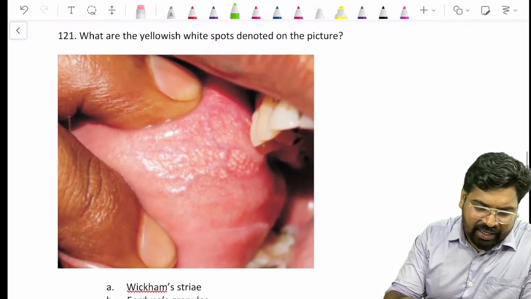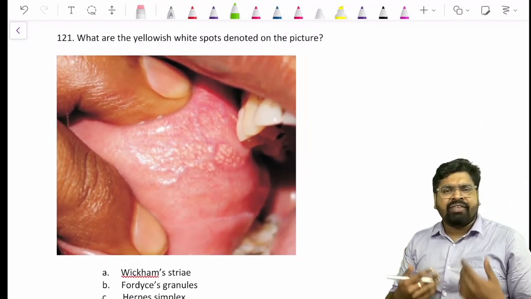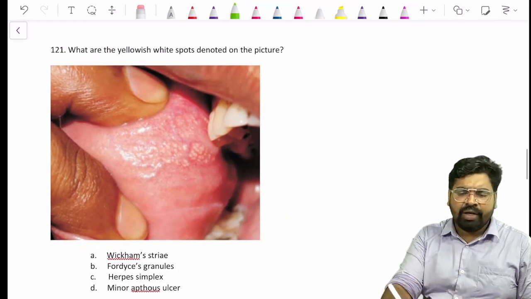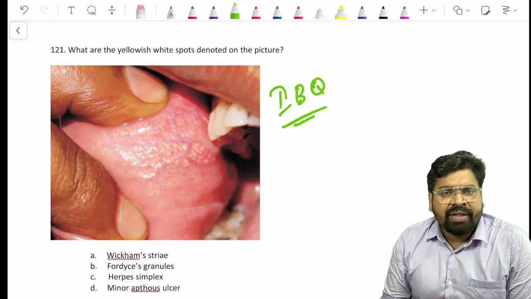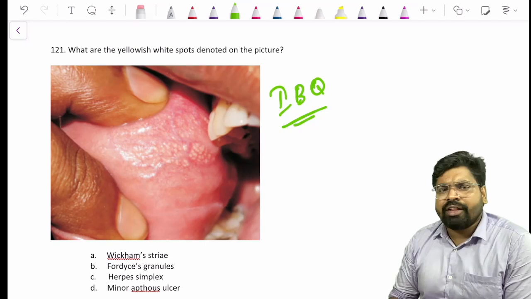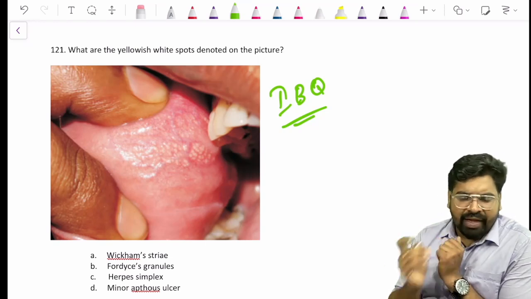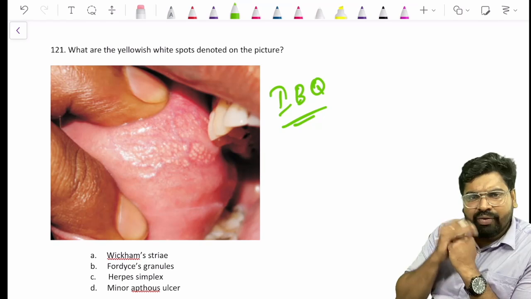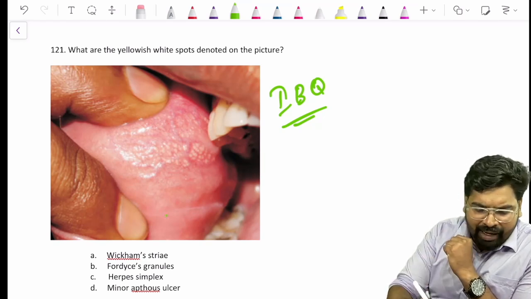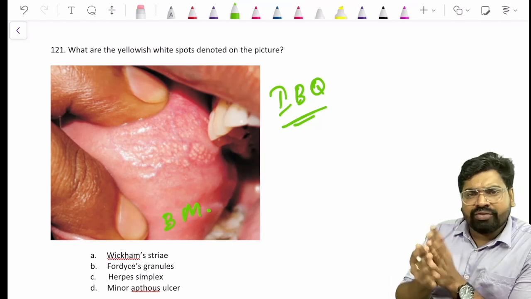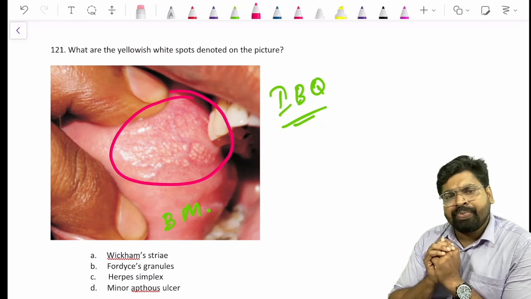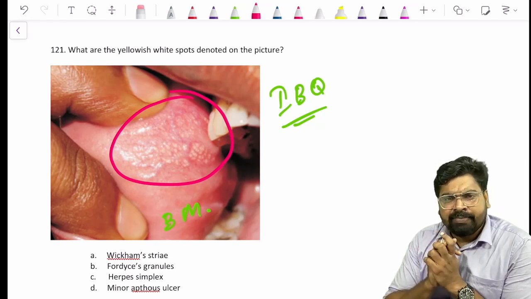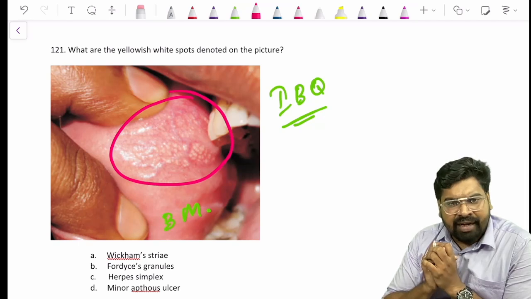This is another very frequently asked IBQ, image-based question. I think you are familiar with this. There are yellowish spots denoted in this picture. In this picture, you can see the buccal mucosa in the oral cavity. On the buccal mucosa, you can see certain yellow spots. What are these yellow spots is what they are asking.